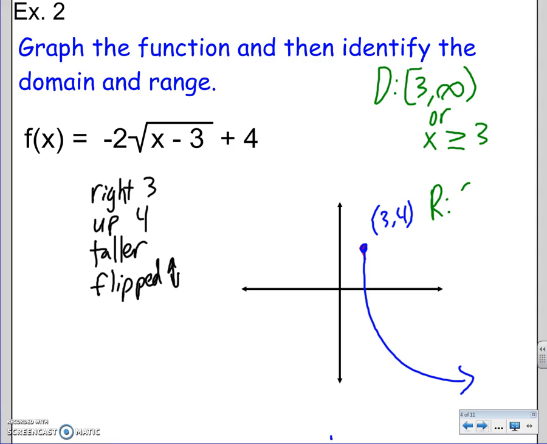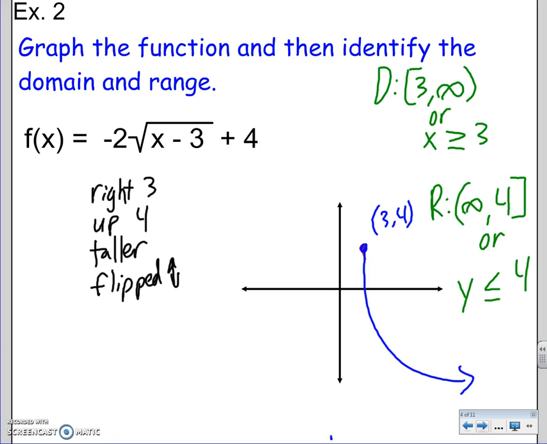For the range, how low to how high? Well, it goes down forever, negative infinity. But the highest it gets, the maximum is 4, and it counts. If you don't like that, you could say y ≤ 4. It's below 4, so it's less than or equal to 4.